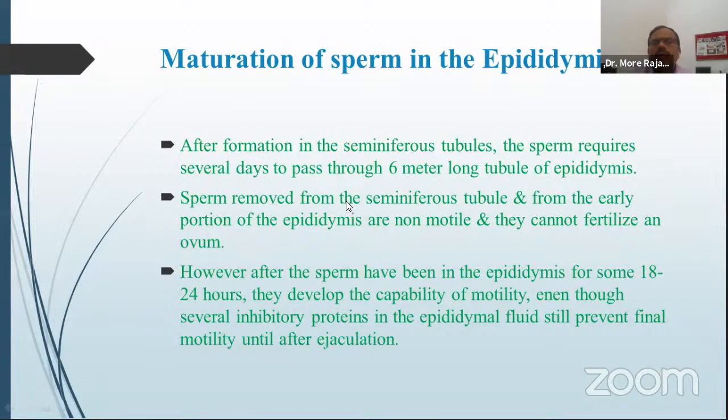So sperm removed from the seminiferous tubule enter into the early portion of the epididymis. These sperms are initially non-motile and they cannot fertilize the ovum. However, after the sperm have been in the epididymis for some 18 to 24 hours, they develop the capability of motility, even though several inhibitory proteins in the epididymal fluid still prevent the final motility until after the ejaculation. Okay.